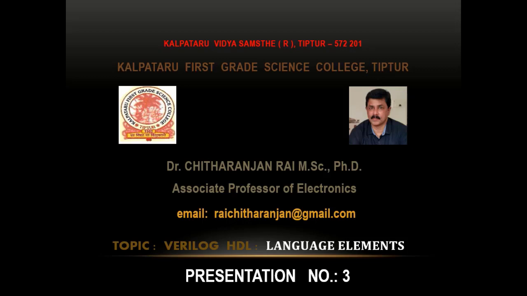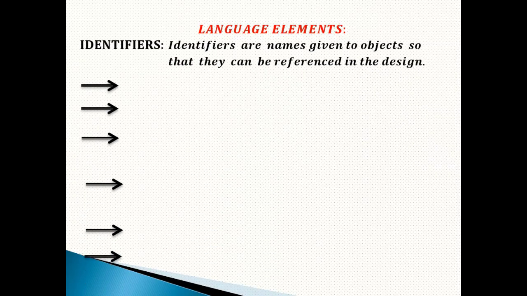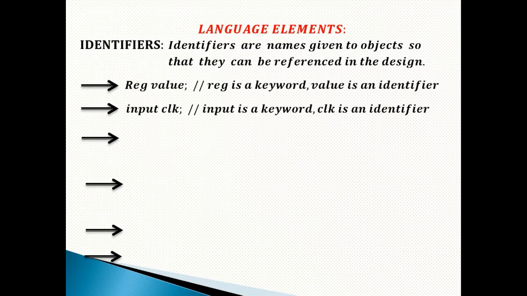Dear students, in this video I am going to discuss different language elements of Verilog. Identifiers. Identifiers are names given to objects so that they can be referenced in the design. For example, reg value. Here reg is a register, it's a keyword. Value is an identifier. Input clock. Input is a keyword and clock is an identifier.